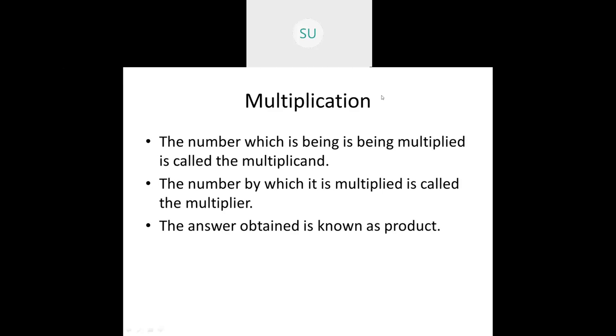So, the number which is being multiplied is called the multiplicand, and the number by which it is multiplied is called the multiplier. The answer that you get after you multiply two numbers is called the product.